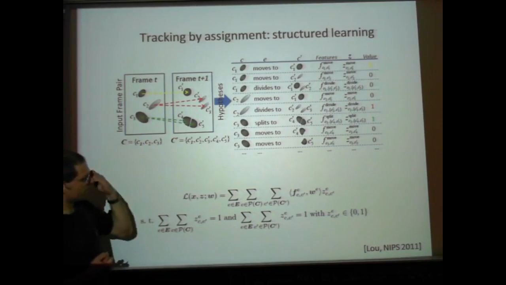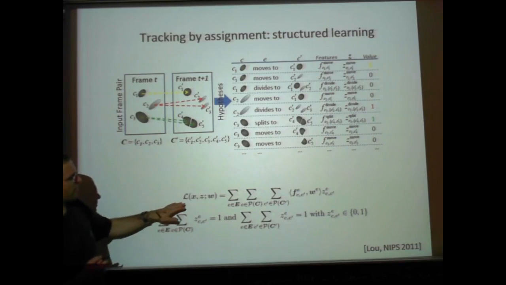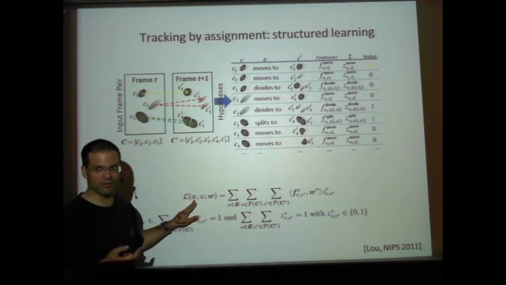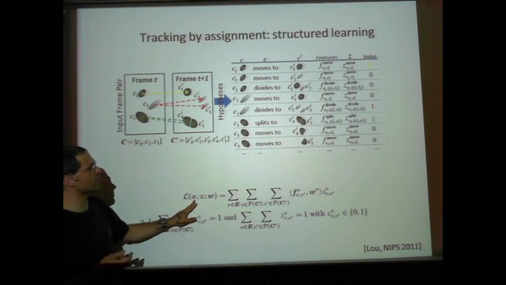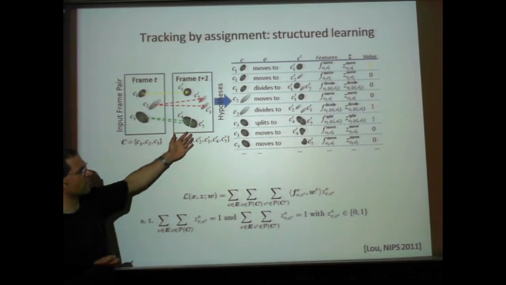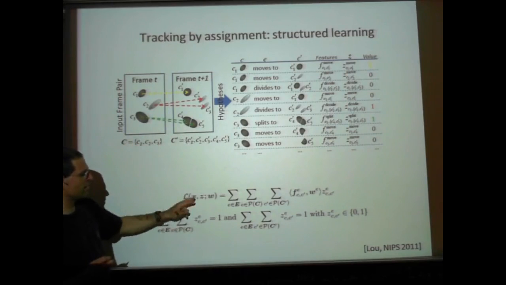And the score is here written as L. I think L was chosen for likelihood, even though it's not a probabilistic method. It depends on the input X, so the images, or your cell candidates that were detected. Then it depends on assignment variables Z, those are the labels.